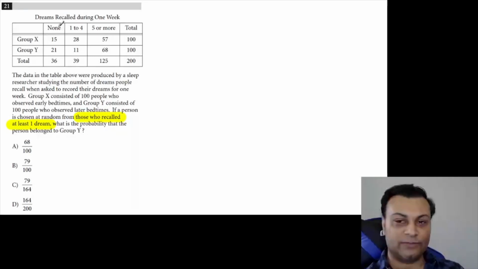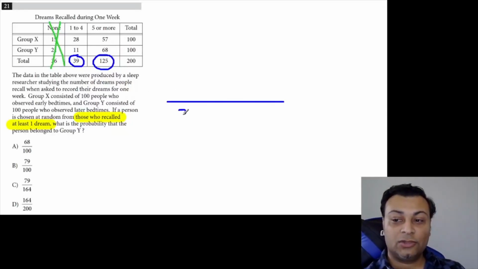This is no dream, so we're not looking at this. Forget that column. At least one dream means these people, these as well, these as well, these. This is 1 to 4, this is 5 or more. All that counts as at least one or more. So we need all these folks. But we don't have to add up that way because this 39 is already the sum of these two, and this 1 to 5 is the sum of those two. So the total number of people who recalled at least one dream is really 39 plus 125.